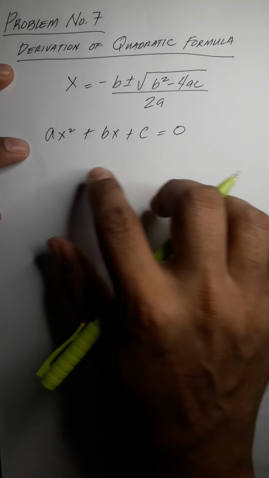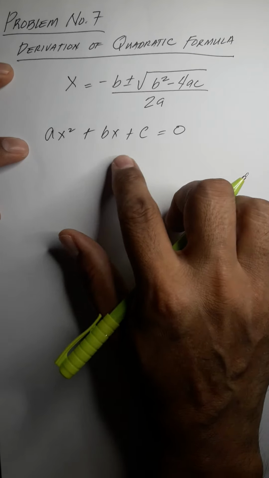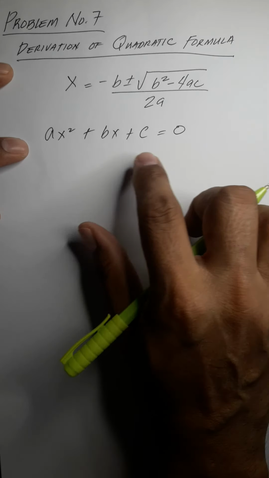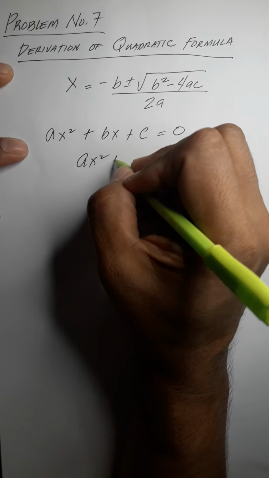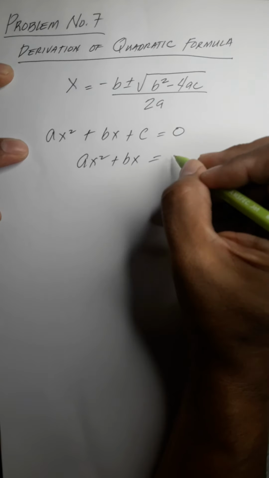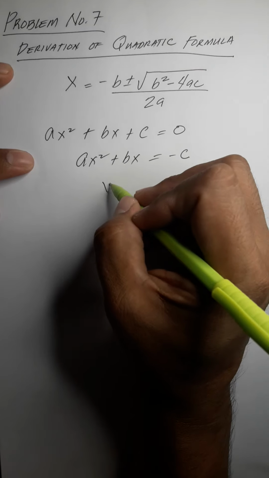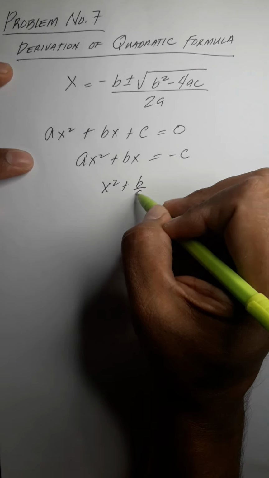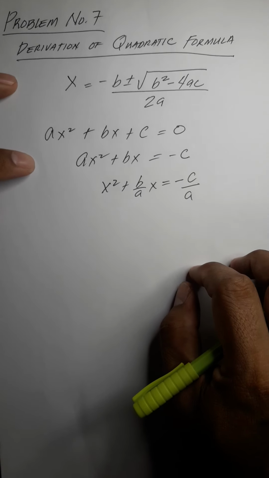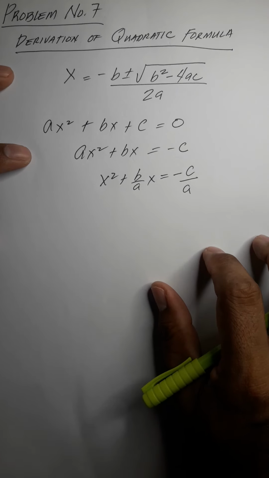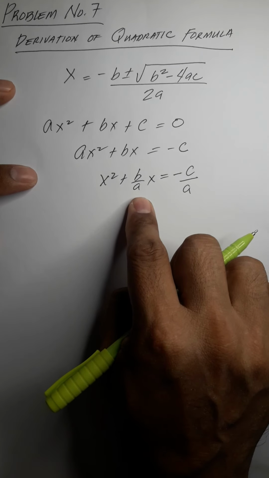So all we have to do is subtract both sides by c. So we have ax squared plus bx equals negative c. Then we divide both sides by a. So we have x squared plus b over a x equals negative c over a. Now, we apply completing the square to the first and second terms.